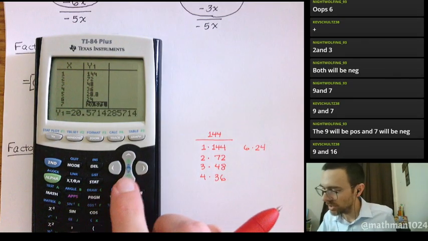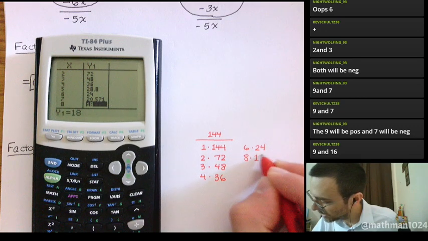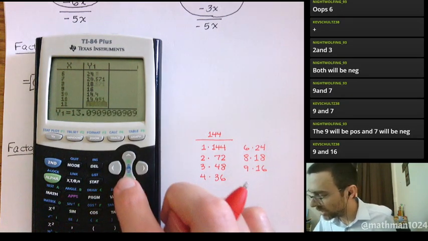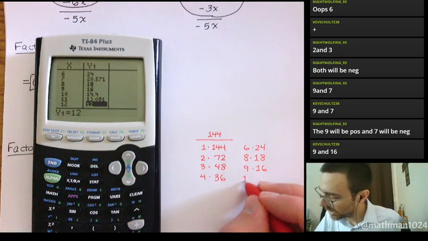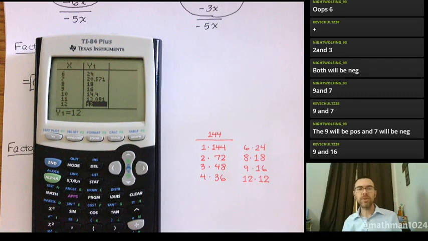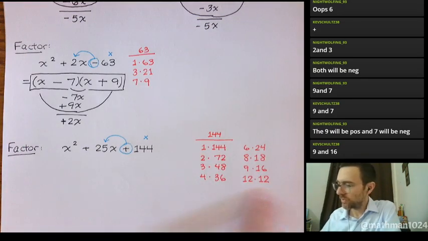7 is trash. Oh, 8 and 18. Then we get to 9 and 16. And if you go all the way to the end of the line, you get 12 and 12. These are all of the factor pairs for 144, so if there's going to be a way for this problem to factor, we have to find it among these factor pairs over here.